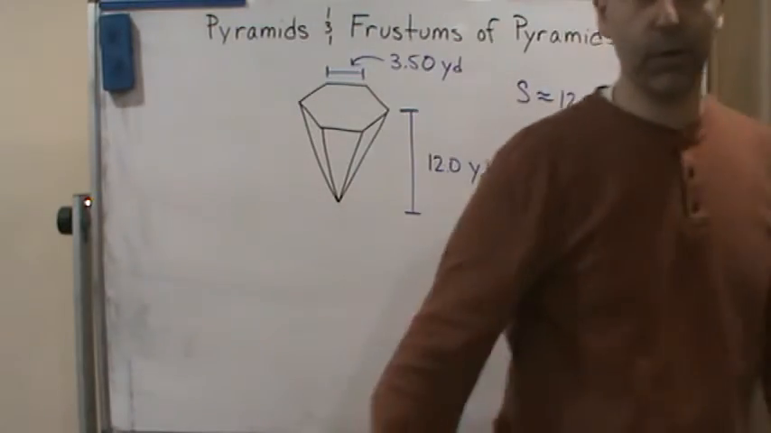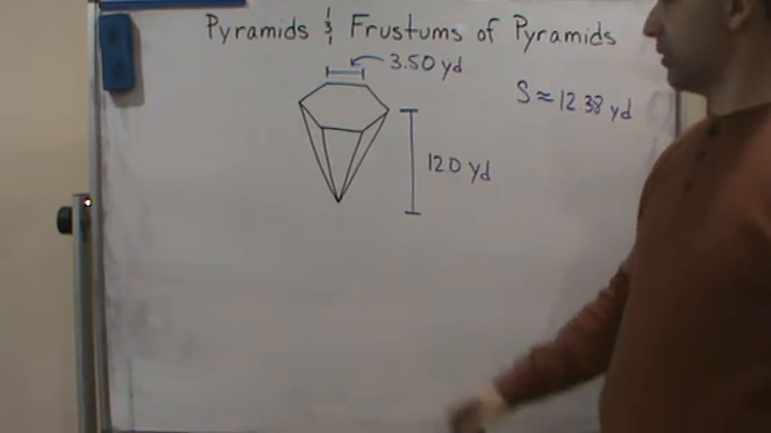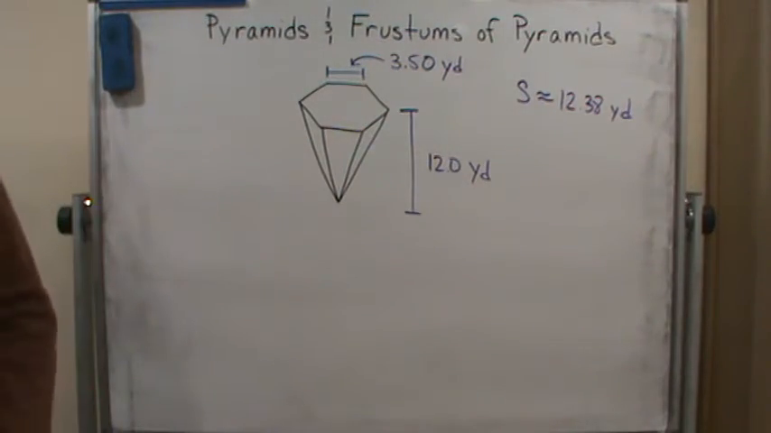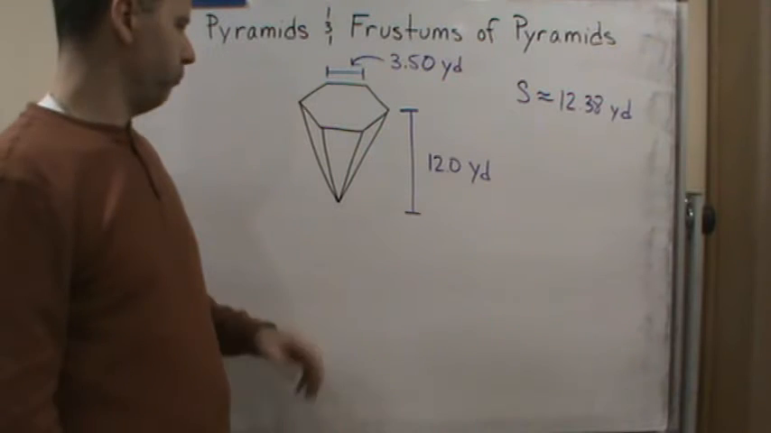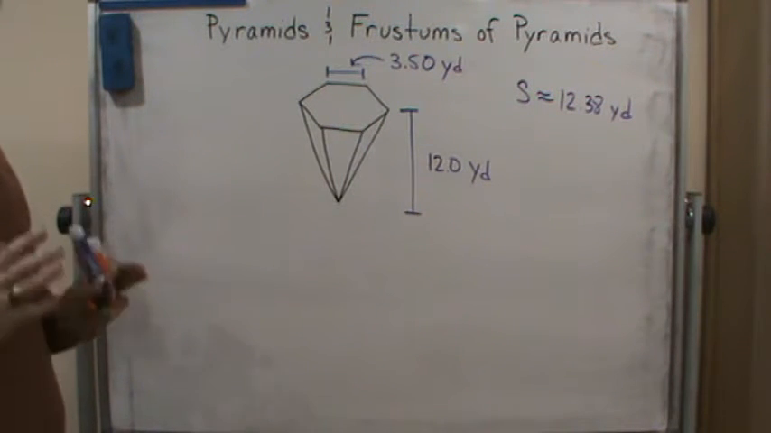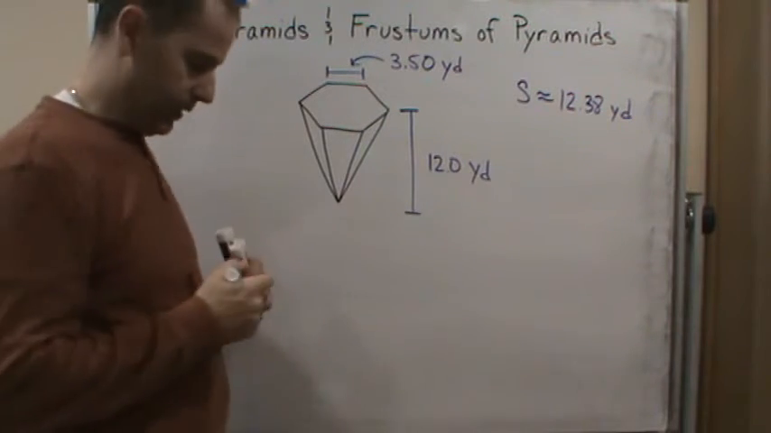Okay, welcome back, and now we're going to do another example. In this case, we want to find the total surface area of the hexagonal pyramid. Okay, and so we're going to need to find the lateral surface area.